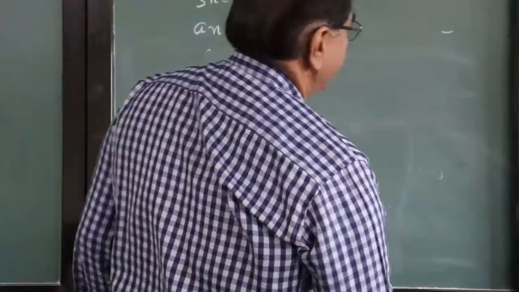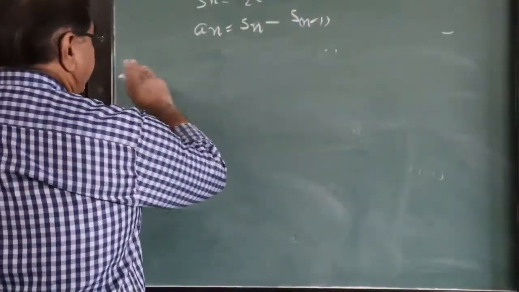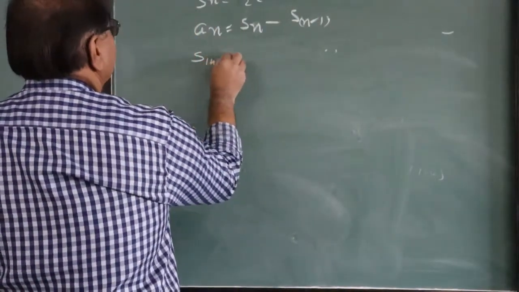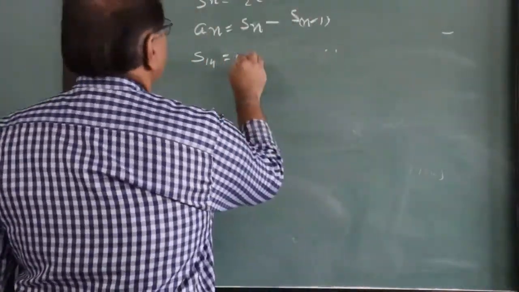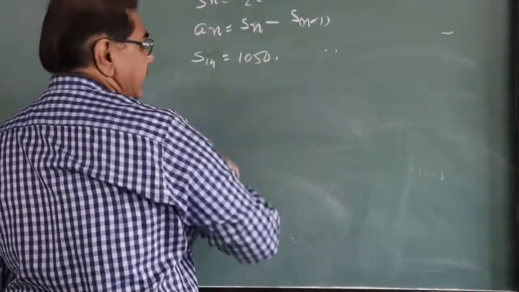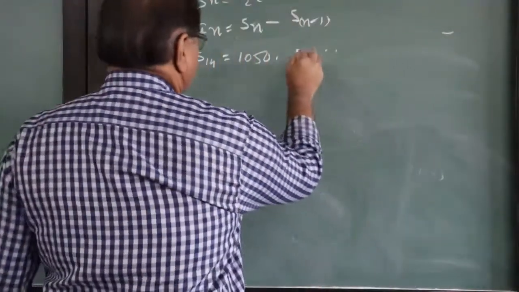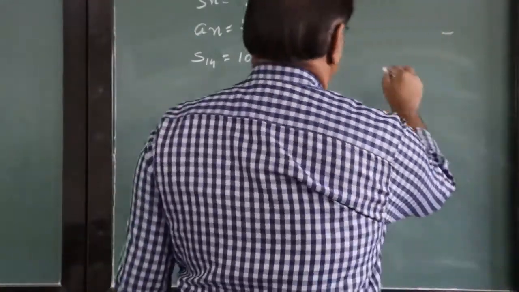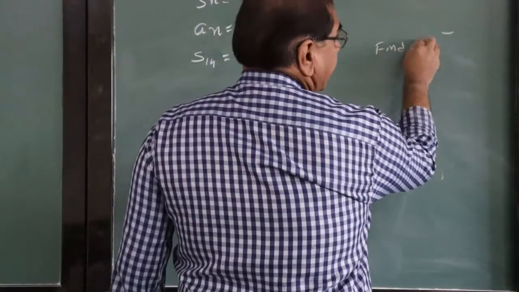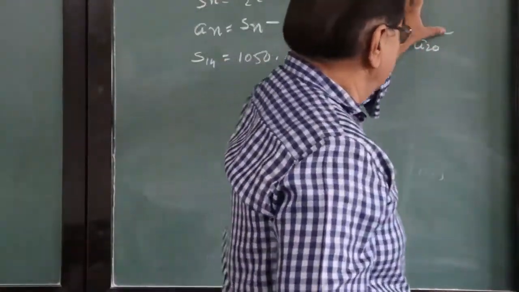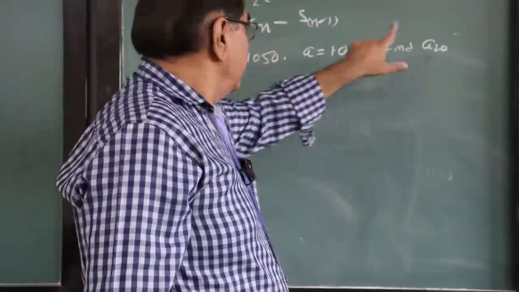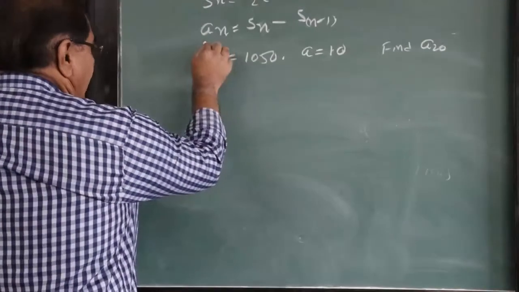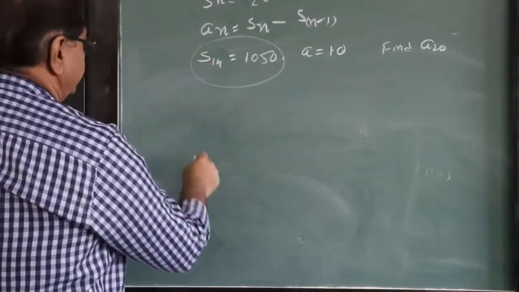I take the second one. For any AP, you are given S14, the sum of the first 14 terms, being 1050. You are also given the first term A is equal to 10. Then you have to find out A20. We have the formula for A20, but we don't know the number of terms or the difference. So first of all, I use the formula for Sn.